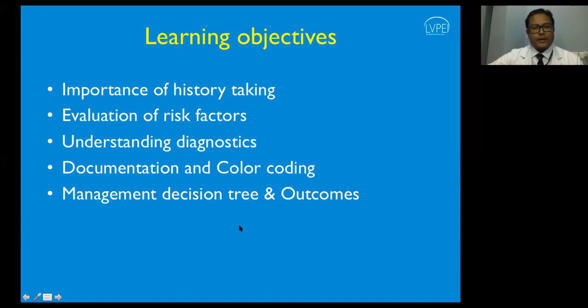So it's quite important to understand the nuances in history taking, evaluating the risk factors of ulcers, understanding the diagnostics involved, documenting the ulcer, using the appropriate color coding when somebody is noting down the ulcer or making a drawing of the ulcer, and of course the management decision tree and outcomes.